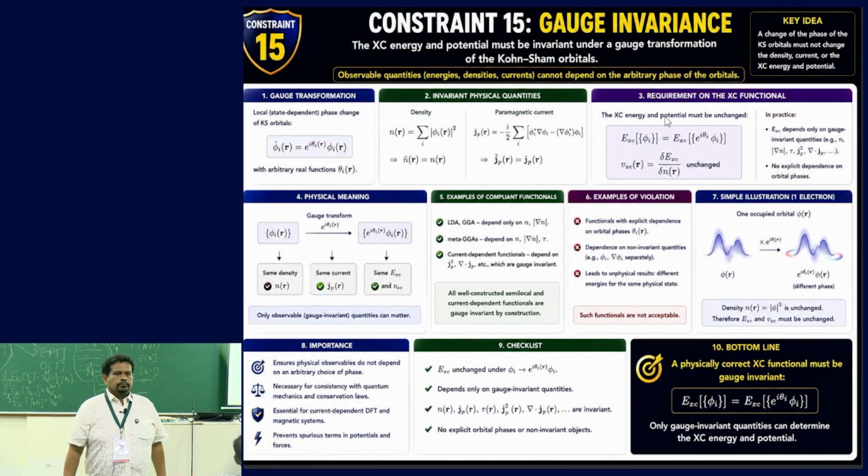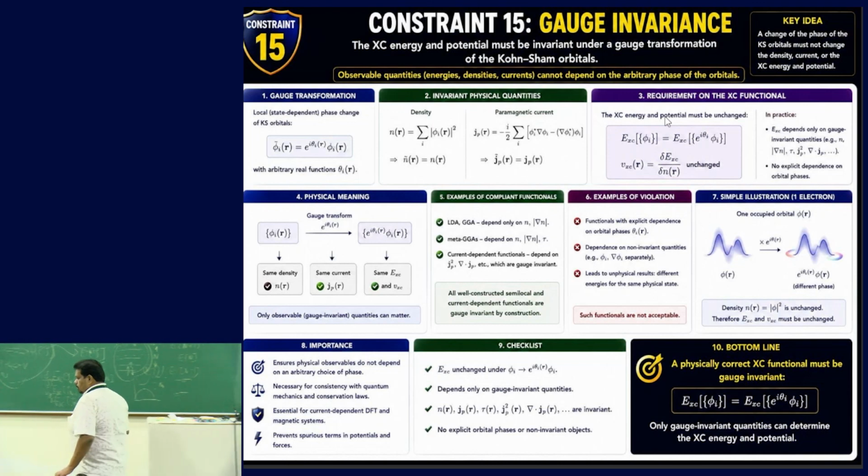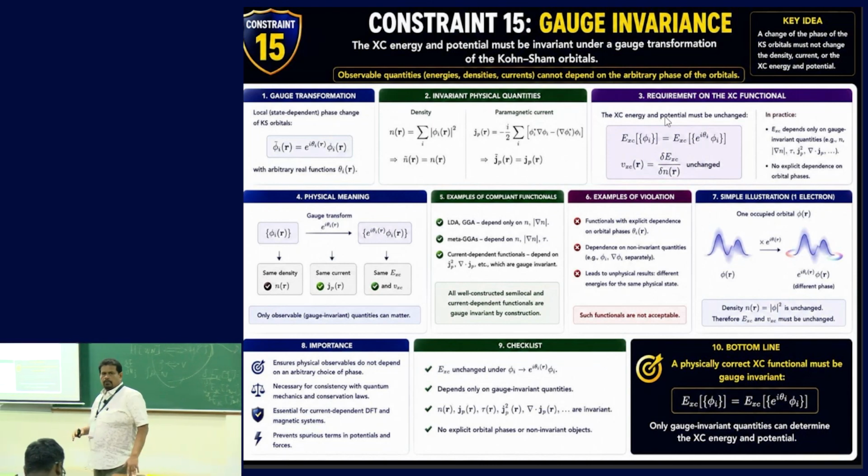In the Levy constrained search formalism, for example, should we not say that this is not one of the best wave functions that we should be looking for? For example, search for the best density. No, no, we are not bothered about the wave function. What you are saying is that you are using the exchange correlation functional to do something.